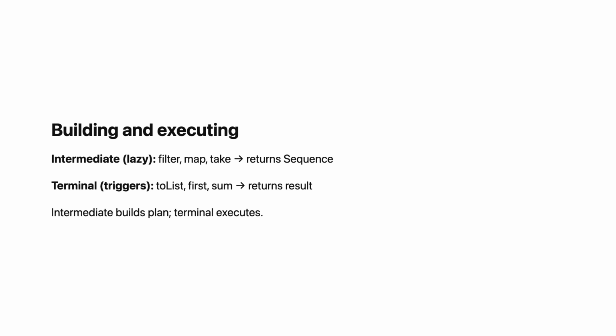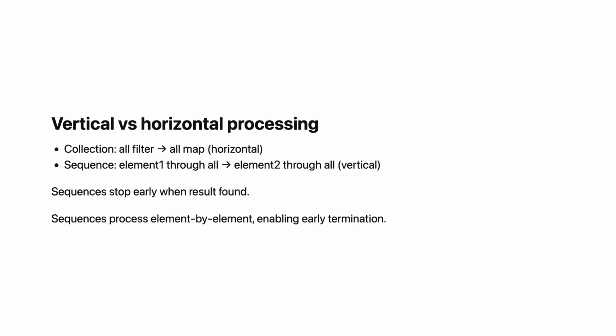Collections process horizontally, all elements through filter, then all through map. Sequences process vertically, one element through the entire pipeline, then the next. Consider list.filter.map.take(2). With the collection, filter all elements, then map all passing elements, then take two. With a sequence, process the first element. If it passes filter and map, it is emitted, then process the next element. Sequences stop early. Once take(2) has two results, processing stops.